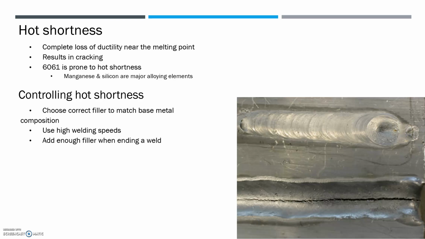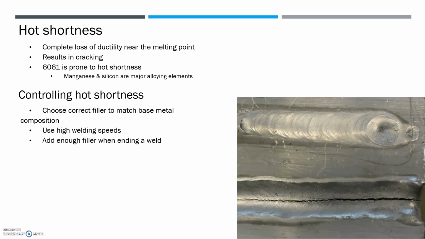Hot shortness is one of the main problems associated with aluminum. This is a loss of ductility near the melting temperature, and it results in cracking. The alloy 6061 is prone to hot shortness. You can use 4043. It offers less crack sensitivity when you're welding 6061. As mentioned previously, best way to control hot shortness is to match the base metal composition the best you can. If you don't know what it is, usually you use 5356 because of the strength in it.